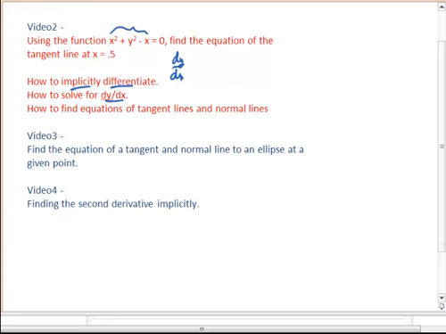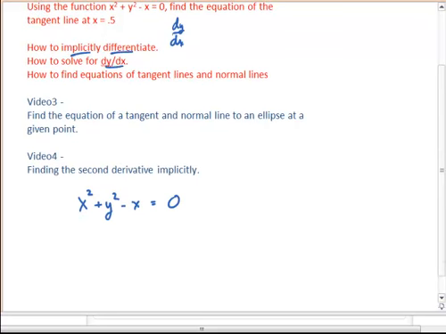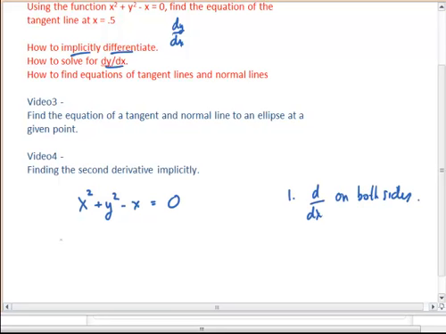So let's get started. We write out our original equation, x squared plus y squared minus x equals 0. The first step is to use the differential operator d dx on both sides, because d dx is just like any other operation in math, it's a derivative operation. So we'll take the derivative with respect to x of both sides of the equation.